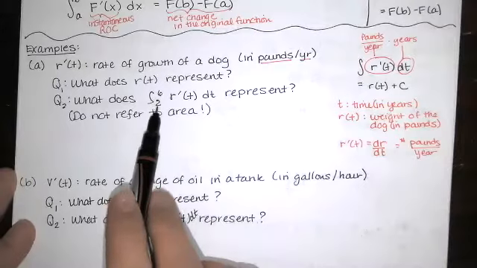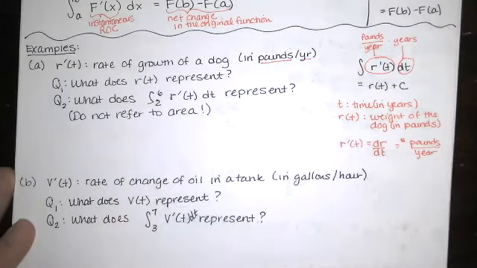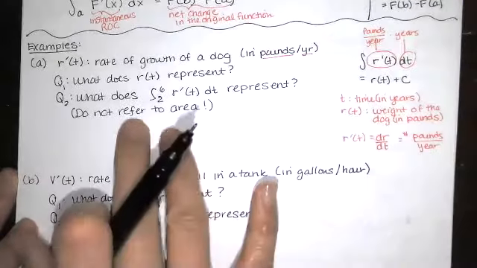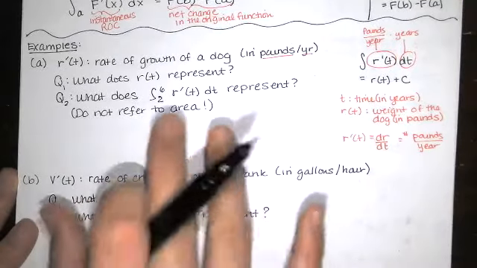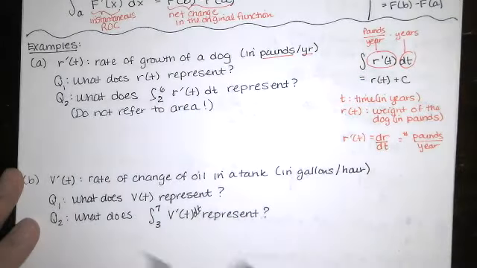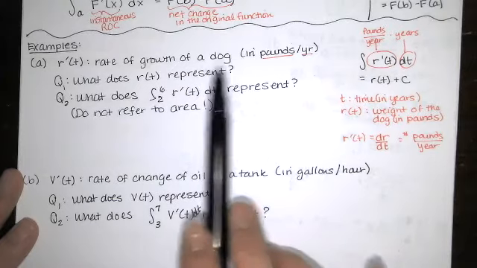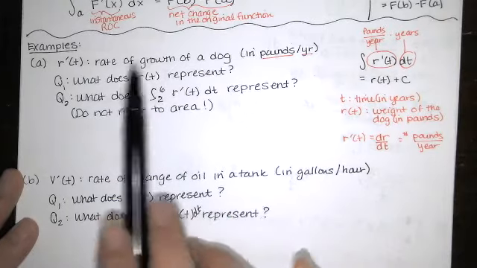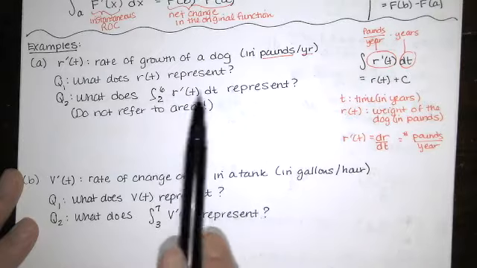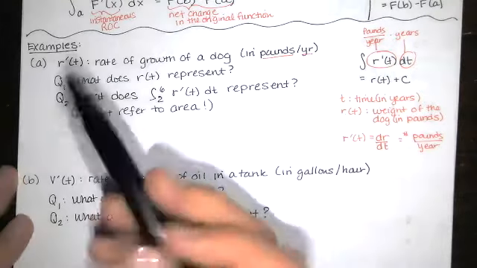Well then, what does this represent? I've got the integral from 2 to 6 of r prime of t dt. And whenever we're asking for interpretations here, don't tell me it's the area under the curve. We know that that represents an area geometrically, but that's not what we're concerned about here. We're talking about a dog and its weight and its rate of change in pounds per year. What does this represent in terms of the dog and its weight? That's what we want to know.